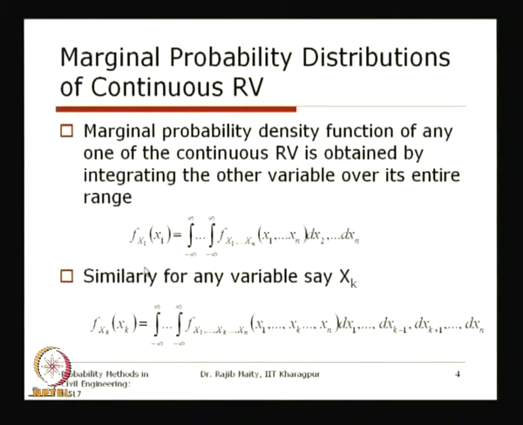Similarly, in general we can get the marginal probability density function for any general random variable, say the kth random variable. We have to do this integration: the other random variables except xk have to be marginalized out to get the marginal distribution for the random variable xk.